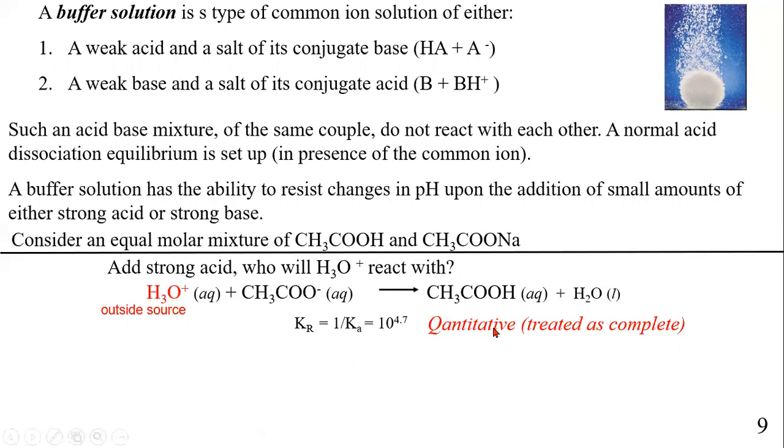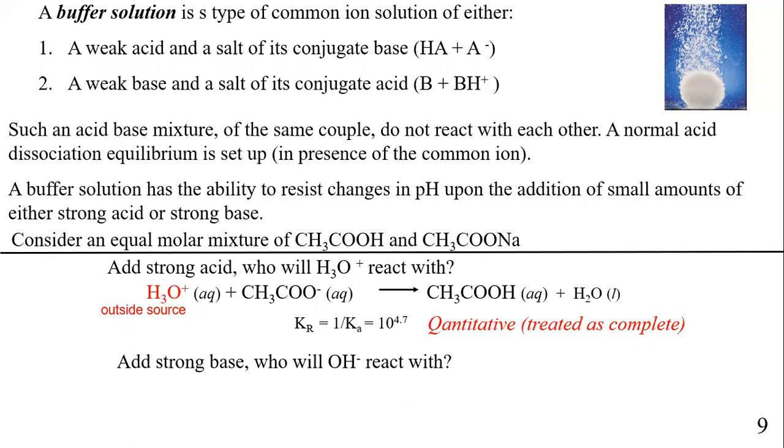And of course, this reaction is quantitative, and it's treated as complete anytime we have a K reaction which is greater than 10 to the 4. But I'm telling you from now, even if my K reaction is less than 10 to the 4, and I have H3O plus in solution, please treat it as complete. This K reaction happens to be 1 divided by Ka, because if you look at the reaction, this is simply the Ka on the opposite side, and thus giving you this high K reaction.